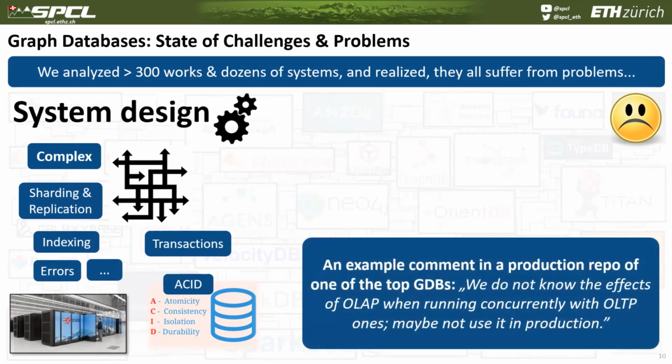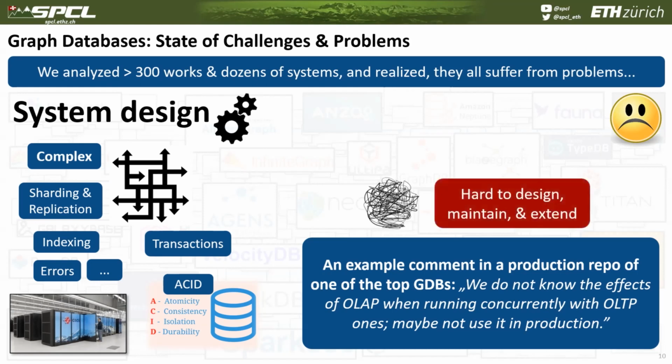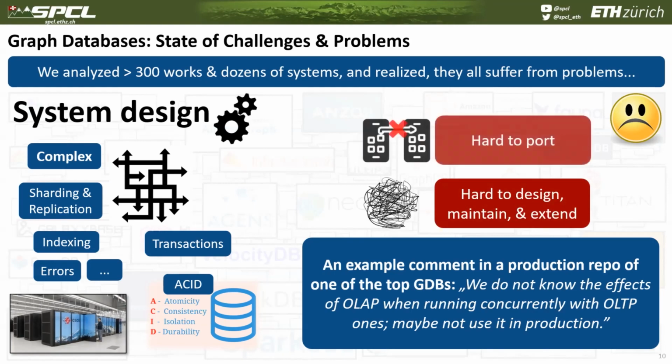A very concrete example for this complexity of the systems is as follows. In one of the repositories of the system that we are analyzing, one of the top systems, there was literally a comment in the code that said, look, this OLAP query that is basically implemented here, we don't really know what are the effects of running this OLAP query in parallel with OLTP queries, so you'd better not do it in your production code. Right? So that really shows that these systems are hard to design, maintain, and extend, and also hard to port across different architectures.